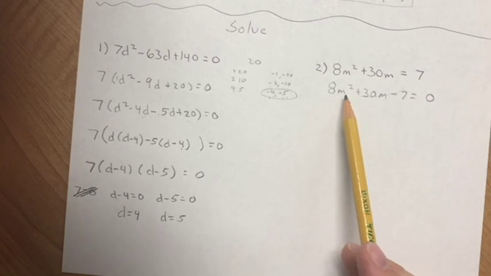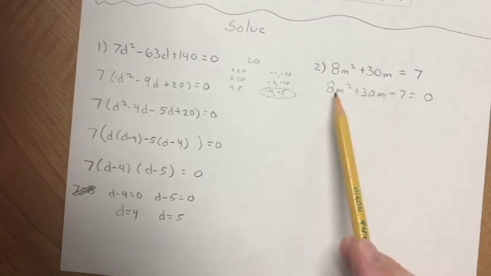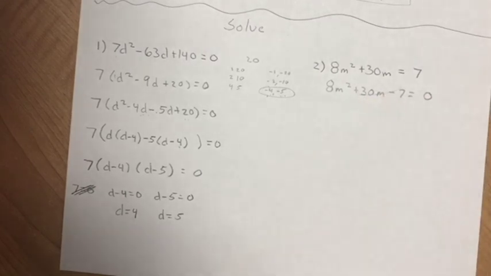Well, here's the problem. There's no GCF for any of those things. I can't factor out anything. Step 3 talks about checking for special products. We can't do that. And now we have to do our factor by grouping. So let's follow the procedures on this.